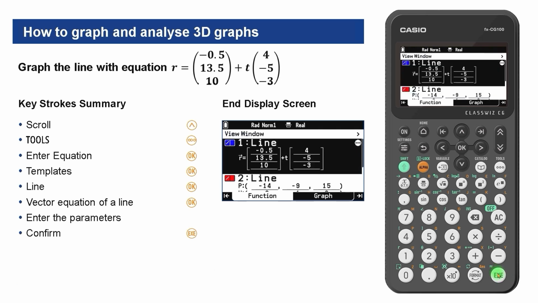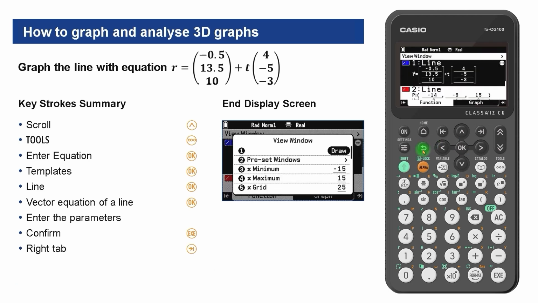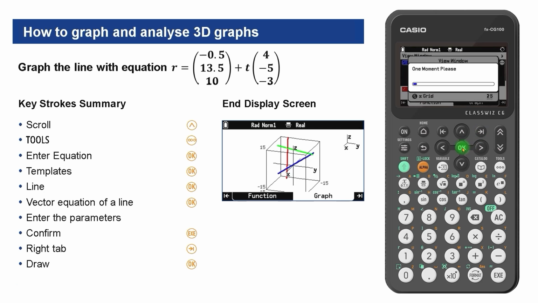At the moment, all 3 graphs are selected and will be drawn. To specify whether a highlighted graph will be drawn, press Tools and turn Select On or Off with OK. To draw all 3 graphs, press Right tab and Draw.